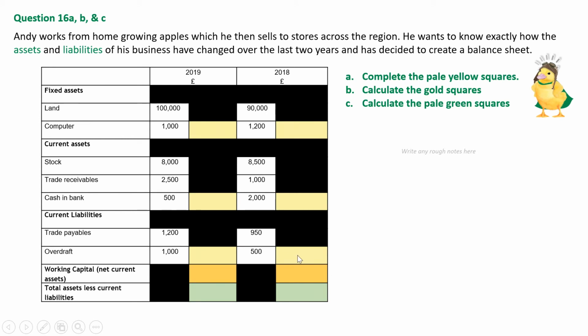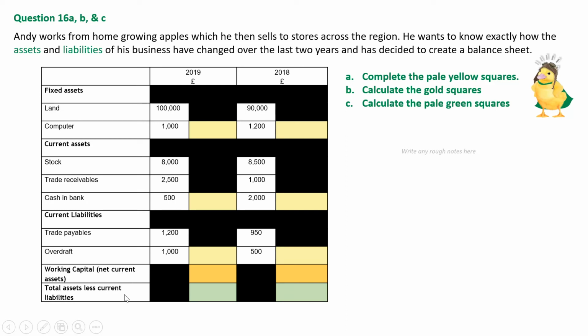B, calculate the gold squares. And if you look, the command word has actually changed. It's now calculate. Working capital. We've just covered this on the last slide. It's also known as net current assets. The net current assets, here we go again, current assets minus current liabilities. You've now actually got those numbers, so you can calculate that one.